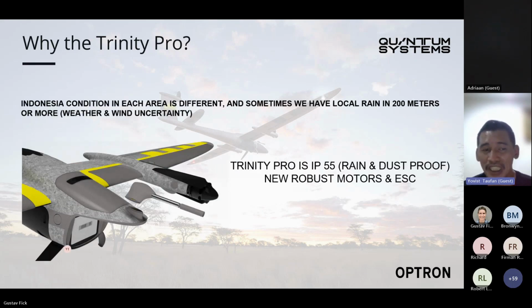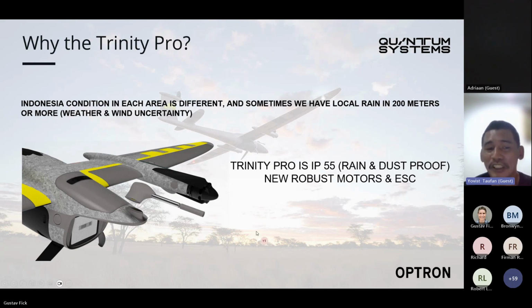And this is answered by IP55 in Trinity Pro. It is a rain- and dust-proof system, supported by new robust motors and ESCs that can stabilize Trinity in higher wind when doing takeoff and landing, and of course to initiate linear landing in narrow or turbulent wind areas.